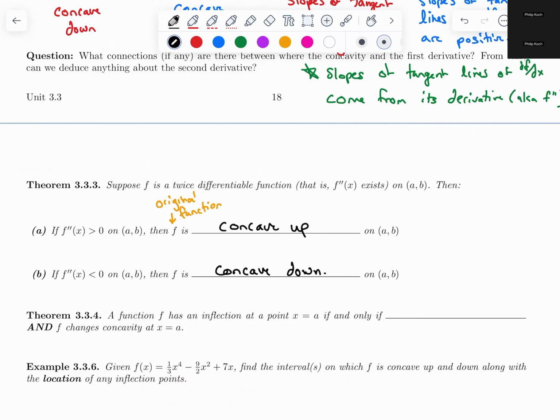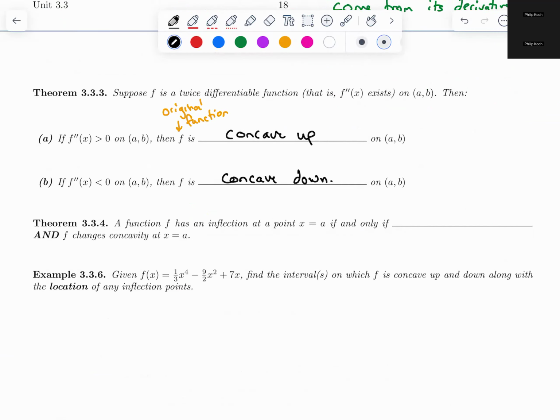And as you can imagine, by the way, the proof of this fact comes from the mean value theorem. Once again, if you'd like to see the proof of it, I'm happy to show you, but in the interest of time, we will continue onwards. Then the last thing is that a function has an inflection point at x equals a if and only if f of a exists and f changes concavity at x equals a.